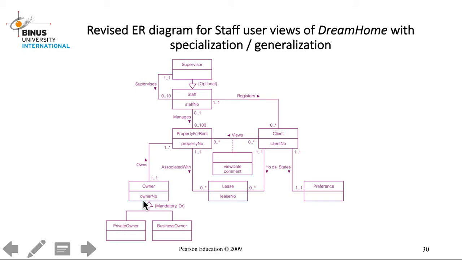And then we start revising the ER diagram. We can also add specializations or generalizations in our ER diagram, for example something like this. This is the generalization for the owner: private owner and business owner we generalize as the general owner. And this one is specialization: staff as the general concept, they have a specialization, special staff that act as supervisors.